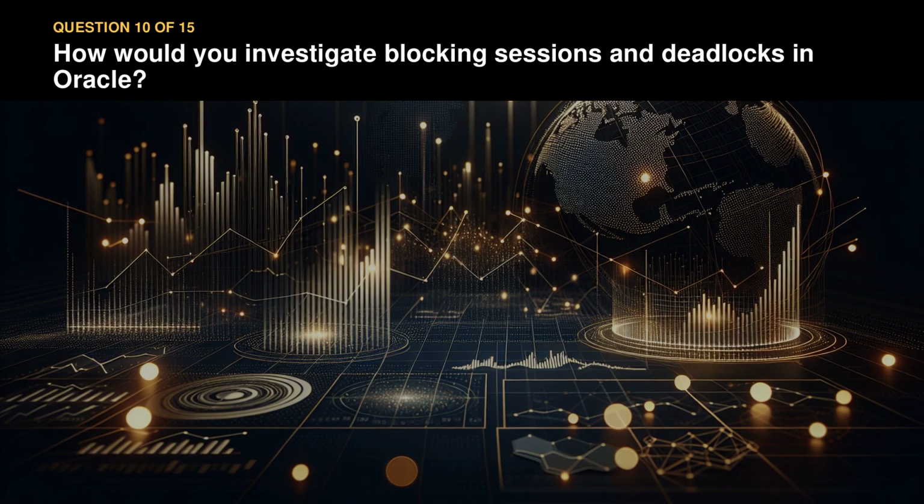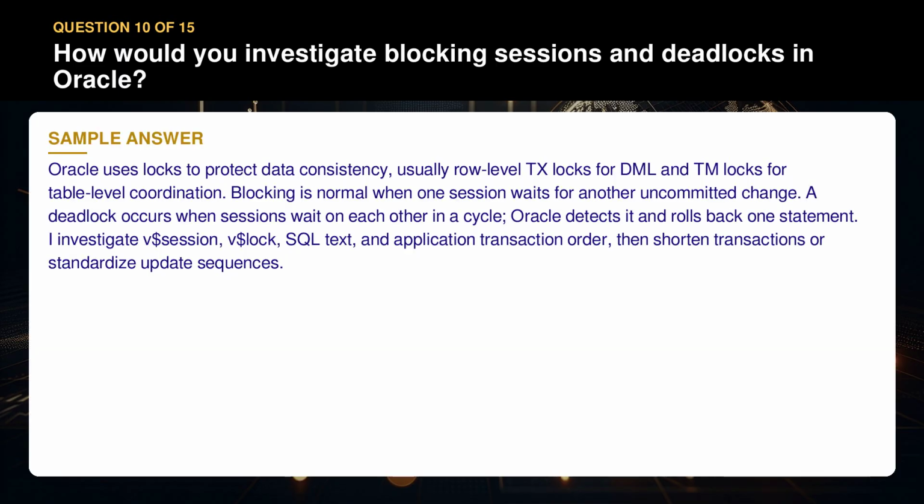Question 10. How would you investigate blocking sessions and deadlocks in Oracle? Oracle uses locks to protect data consistency, usually row-level TX locks for DML, and TM locks for table-level coordination. Blocking is normal when one session waits for another uncommitted change. A deadlock occurs when sessions wait on each other in a cycle. Oracle detects it and rolls back one statement. I investigate V$SESSION, V$LOCK, SQL text, and application transaction order, then shorten transactions or standardize update sequences.